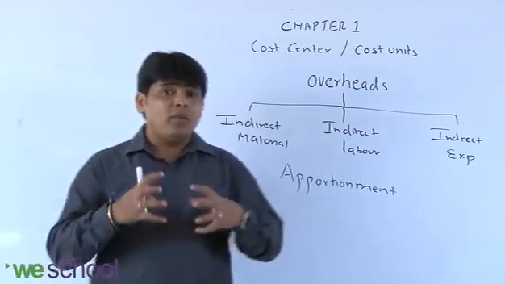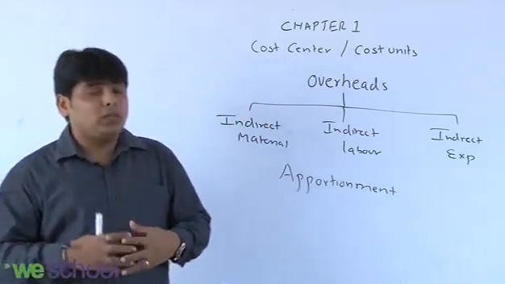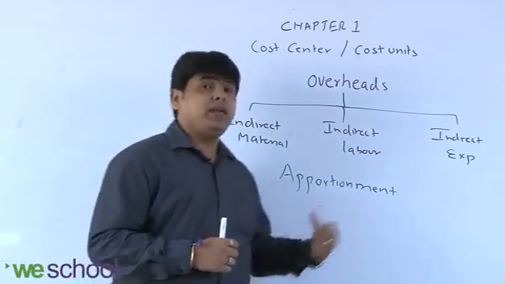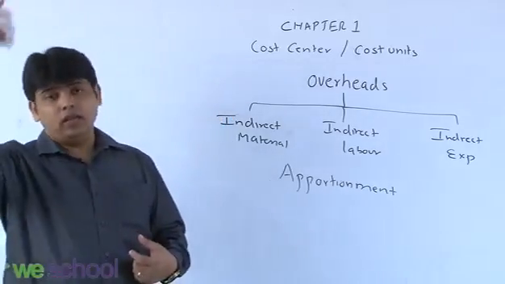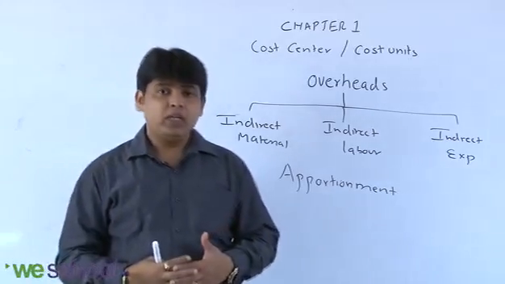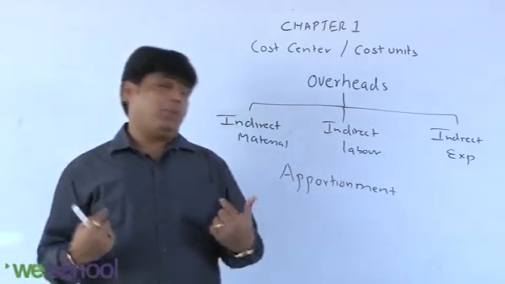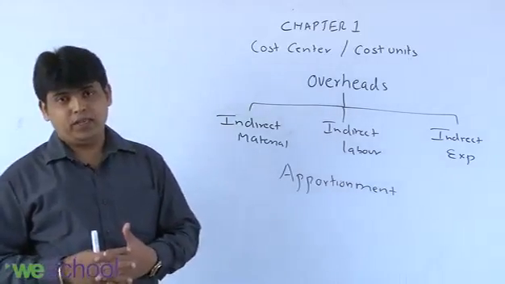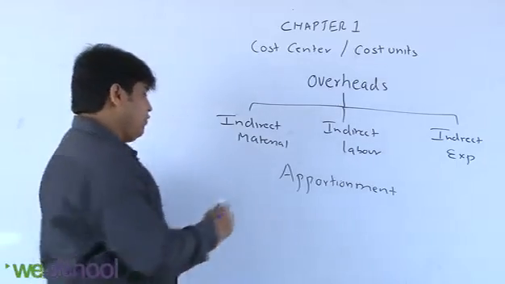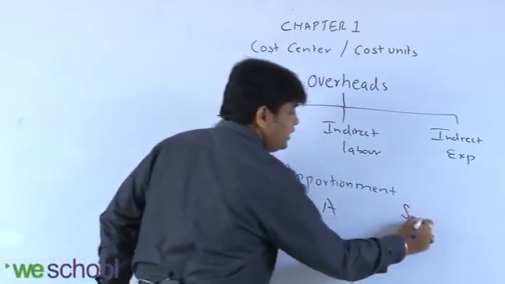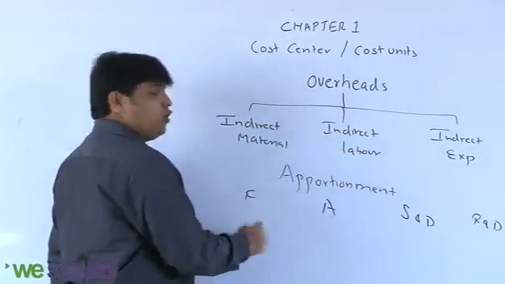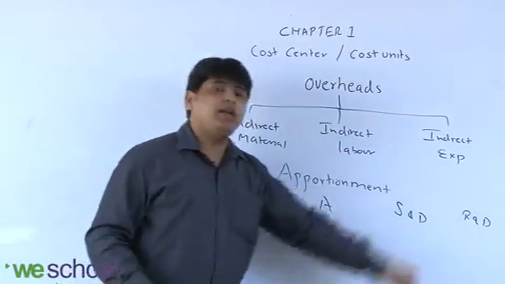But for overheads, there are some common expenses which the company finds difficult to allocate, so they need to be apportioned. For example, the rent of the whole building where all the cost centers are operating needs to be apportioned on the floor area ratio. The depreciation of the whole building will be apportioned among the factory, admin, selling and distribution, and research and development cost centers. These are the different cost centers: factory, admin, selling and distribution, and research and development.